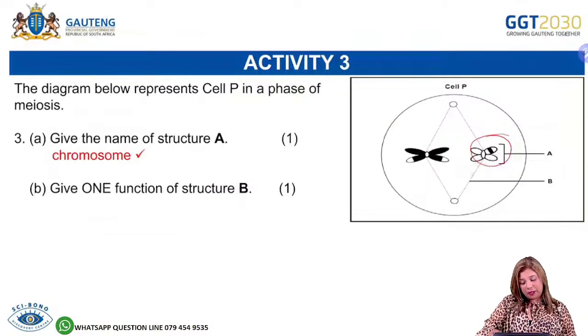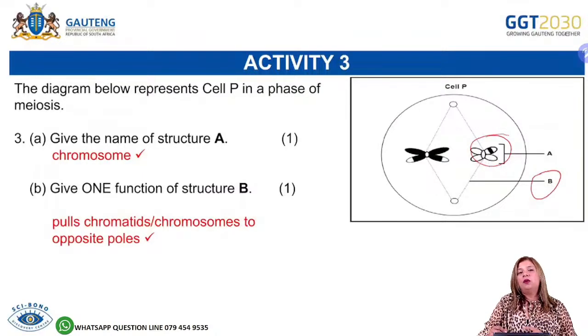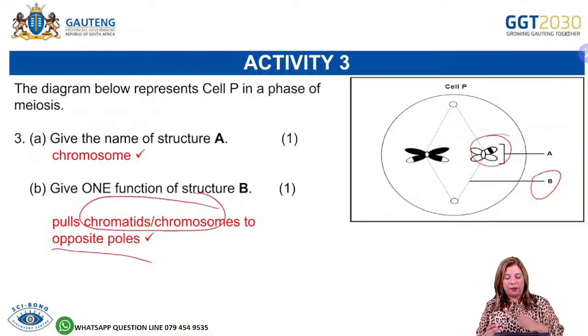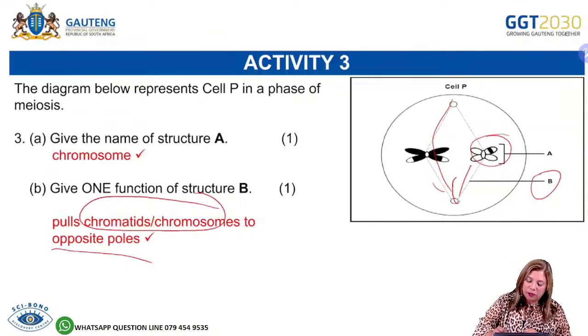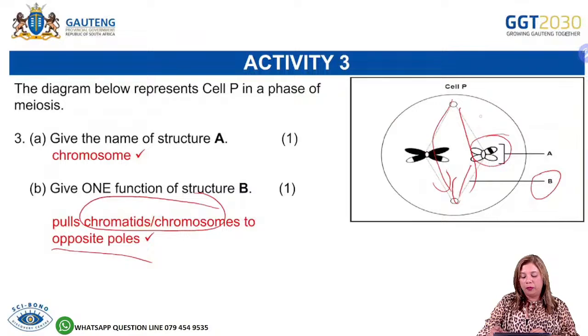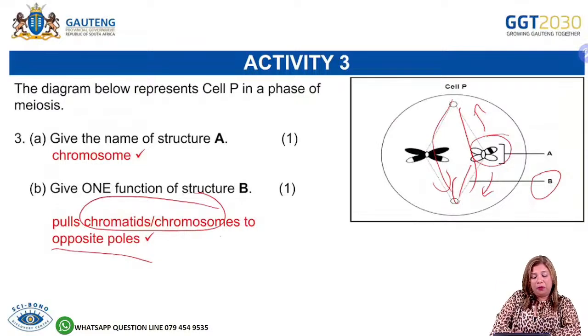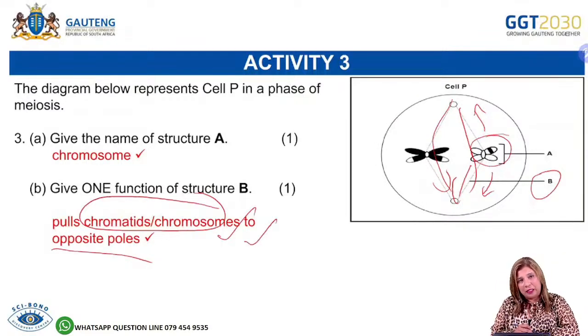In last year's paper, they concentrated on the spindle fiber. So you need to know what the function of the spindle fiber is. Obviously, B would be the spindle fiber. What it does is pull chromatids or chromosomes to opposite poles, not just any poles, because a spindle fiber could pull it to the same pole. It could pull all of this to the same pole. No, we are saying that the spindle fiber shortens and pulls the chromosomes to opposite poles. So if I were you, I would learn this definition of what a spindle fiber is and how it functions. When it contracts, what happens?